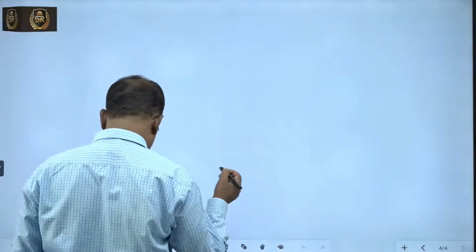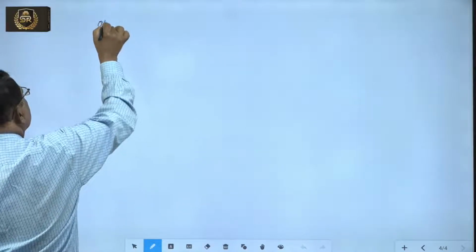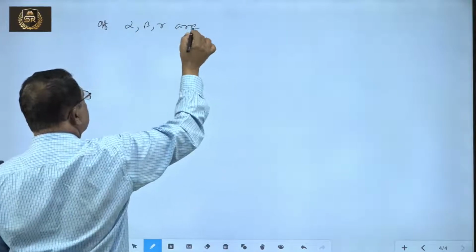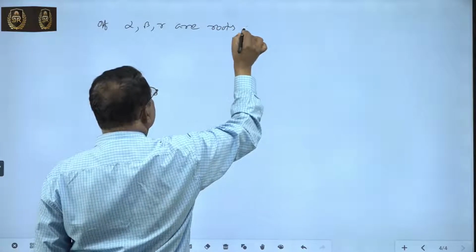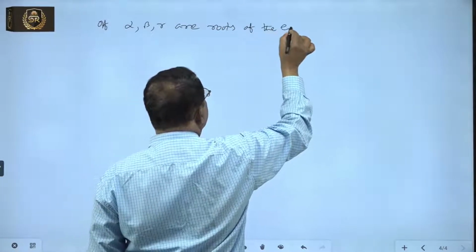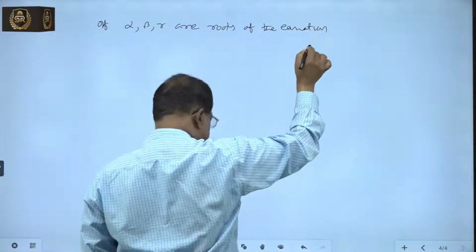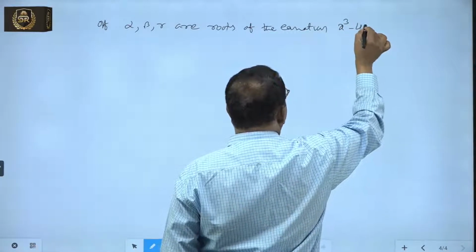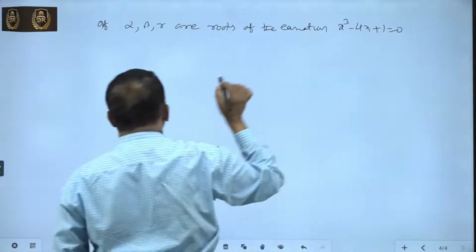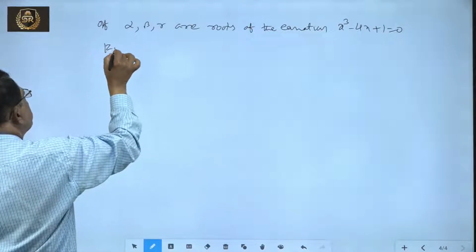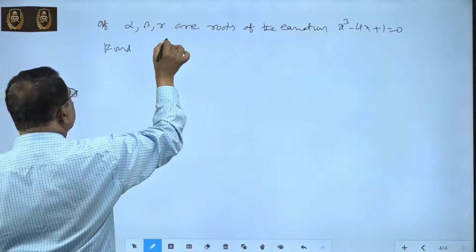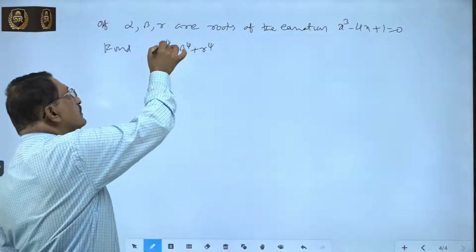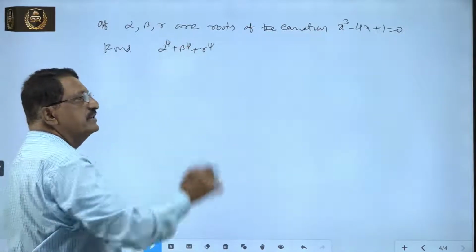Next, if alpha, beta, gamma are roots of the equation x cube minus 4x plus 1 equals 0, find alpha to the power of 4 plus beta to the power of 4 plus gamma to the power of 4, meaning the sum of roots whose exponent is 4.